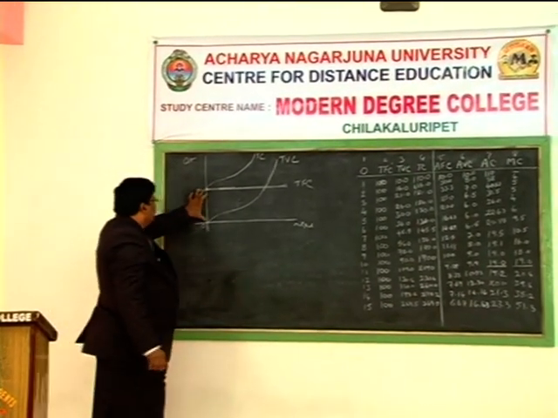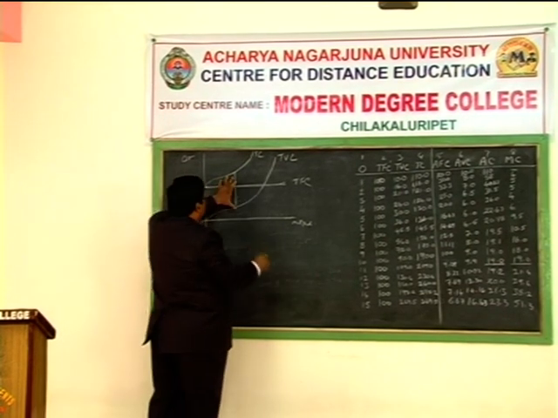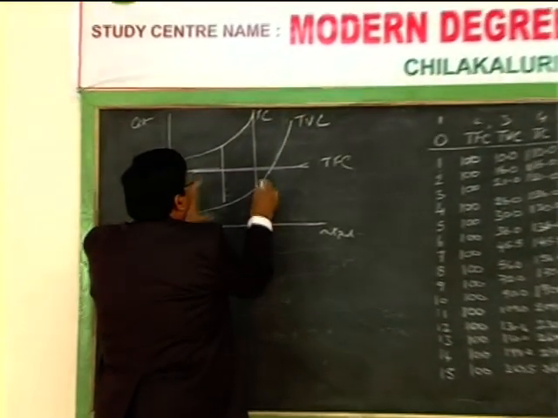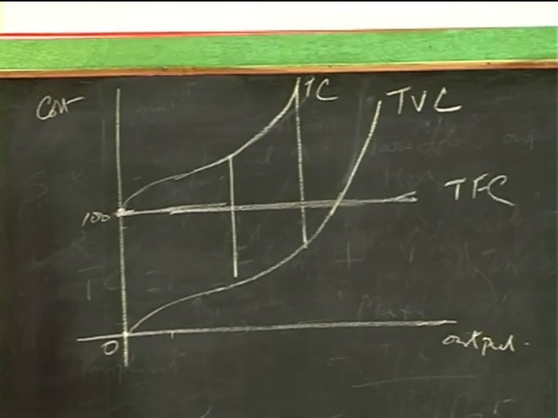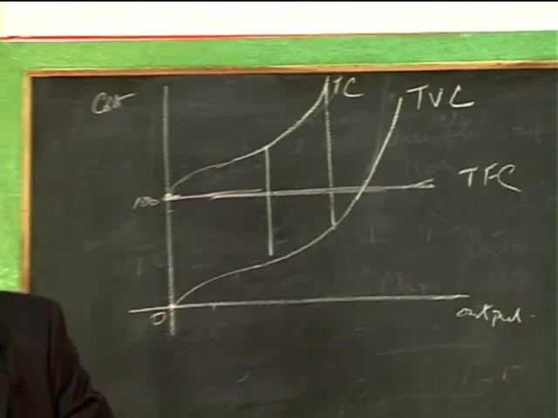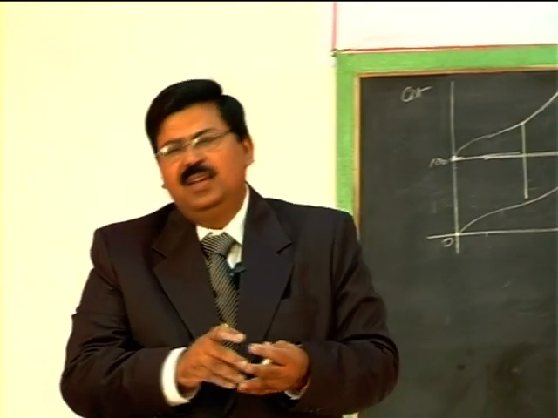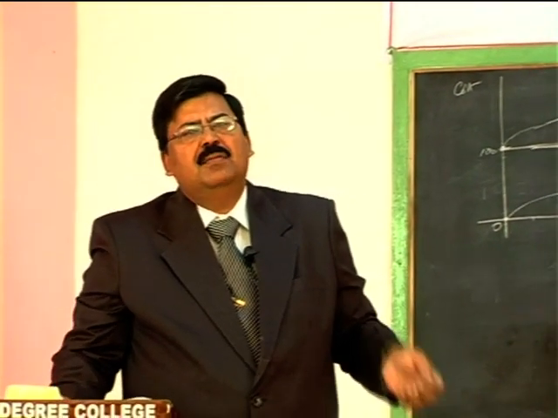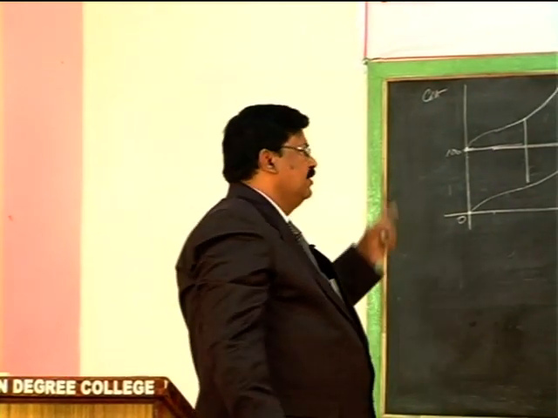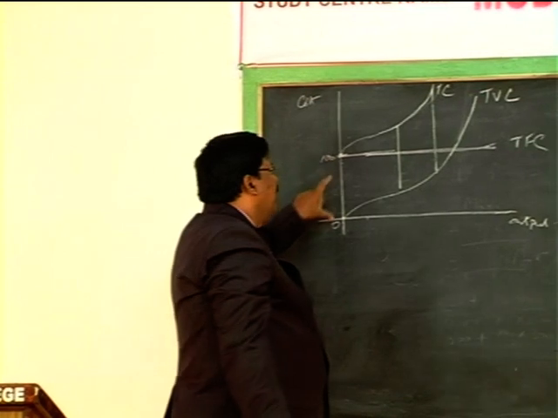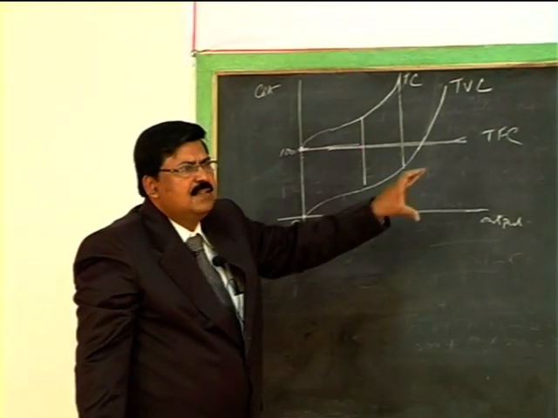For example, here it is 100, and you can see here the same distance, or somewhere here. Same. So you have to draw the lines in such a way that total cost and total variable cost are parallel to each other. The only care you have to take is that both TVC and TC must be parallel to each other. That indicates that they are separated by a constant vertical distance.